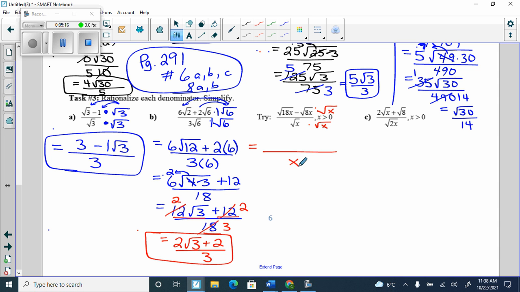equals the next one. On the top, I'm going to get square root of 18x times root x is square root 18. What's x times x? X squared. Minus square root 8x times x is square root 8, and then x times x is x squared. What happens when I have x squareds? They can come out as an x.